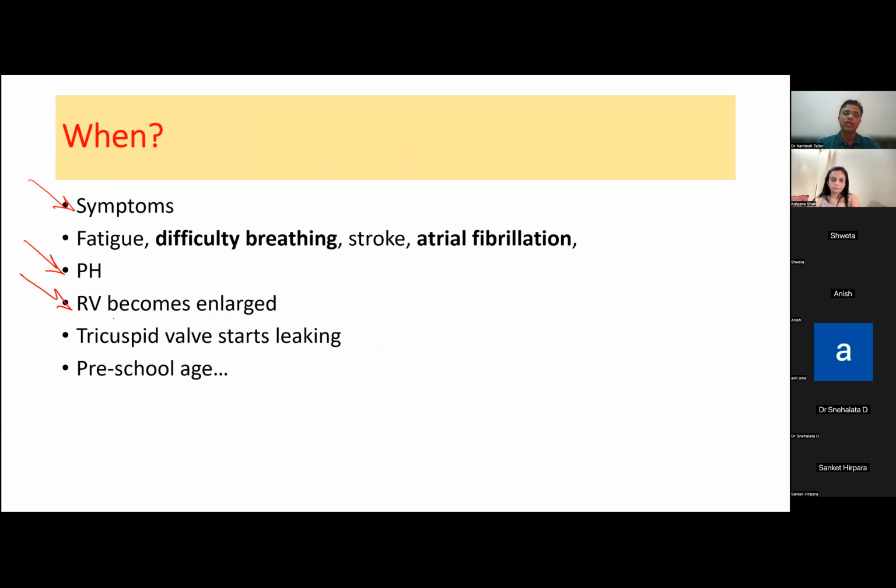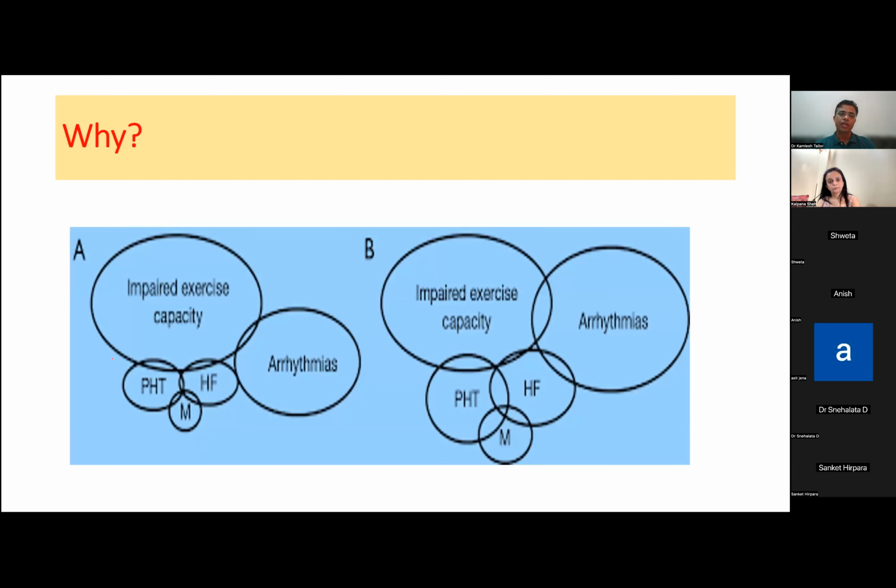If the RV has become enlarged, hypertrophied, dilated, there is an indication to operate. If the tricuspid valve starts leaking because of the high blood flow going through it, which leads to RV dysfunction, that is also an indication. Timing of surgery is usually preschool, because it is open heart surgery. It is better to close before school age, so they can have their normal schooling and normal education schedule. So that is why we need to close.